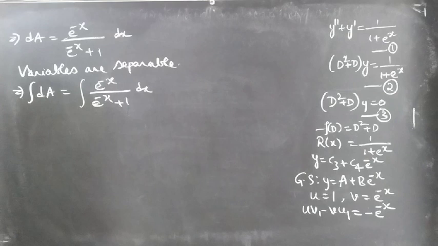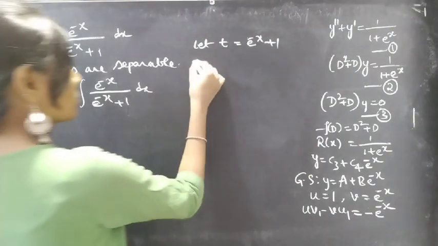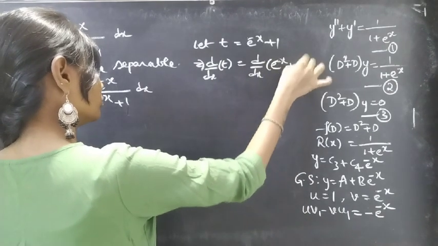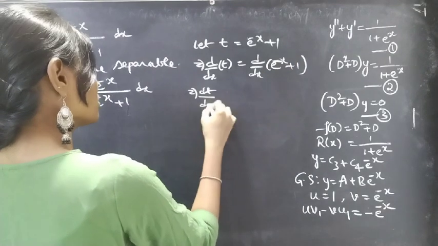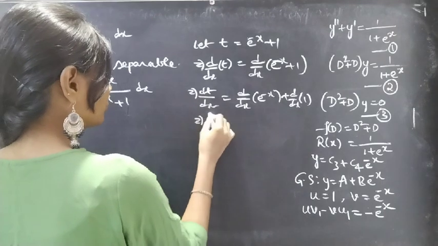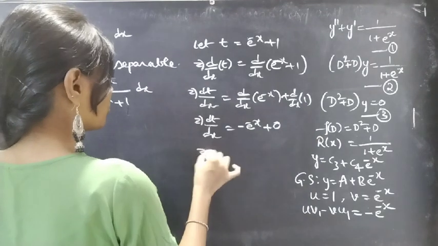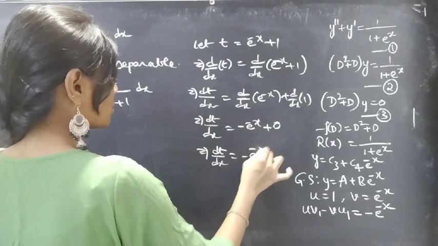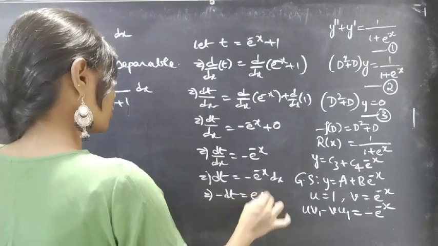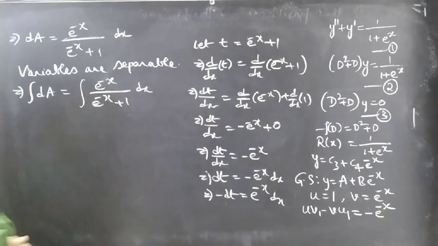Let e power minus x plus 1 equal some t. Okay, now differentiate on both sides with respect to x. Which gives us dt by dx equals the derivative of e power minus x with respect to x plus the derivative of a constant with respect to x. The derivative of e power minus x with respect to x is minus e power minus x, plus the derivative of a constant with respect to x, which is 0. From this we'll get dt by dx equals minus e power minus x, or dt equals minus e power minus x dx, or minus dt equals e power minus x dx. We can just replace e power minus x dx with minus dt and e power minus x plus 1 with t, right?